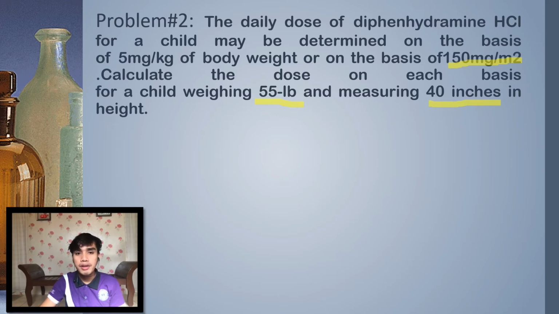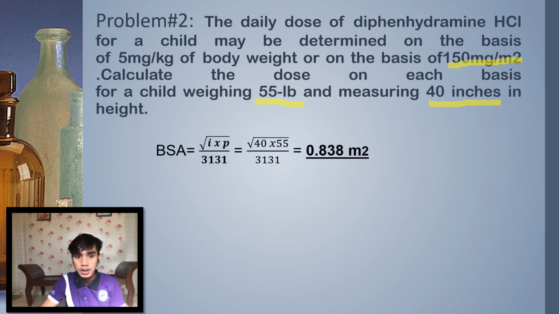So, the given formula for BSA is: BSA is equal to the square root of I times P over the constant 3131, where I is the height in inches and P is the weight in pounds.